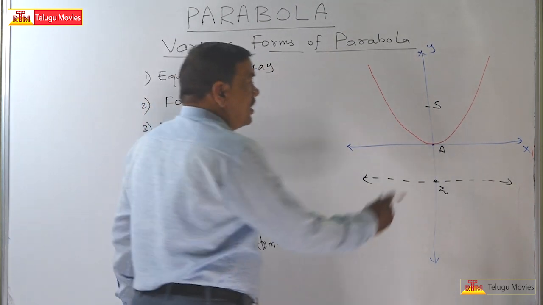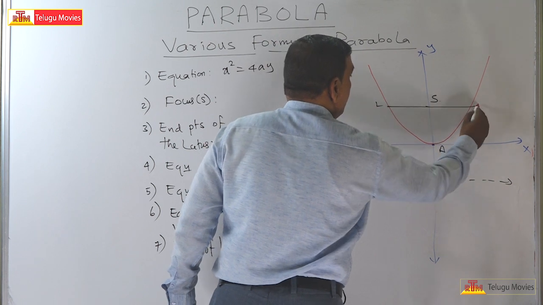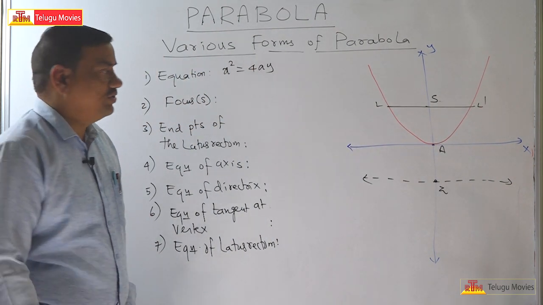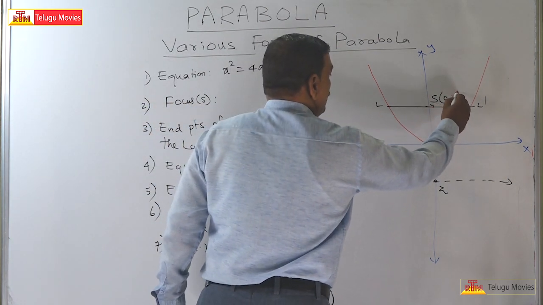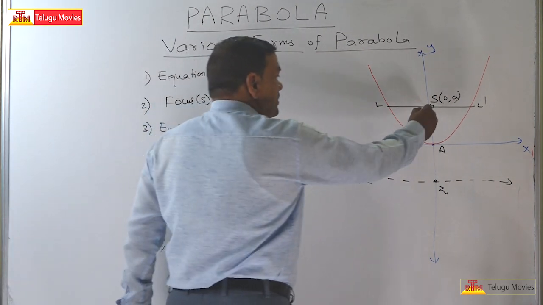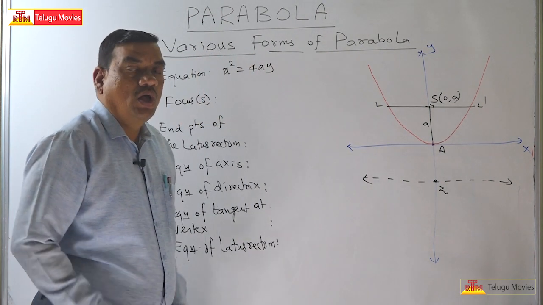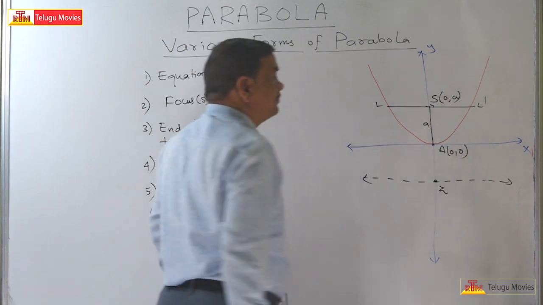Okay now, we will have a latus rectum. So, that is equal to L, L dash. Let us see one by one. First thing, the coordinates of the focus are 0, comma a. Why? Because this length is a, that's why 0, comma a. The coordinates of the vertex are 0, comma 0.